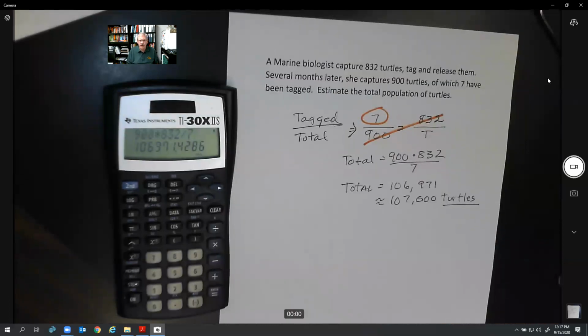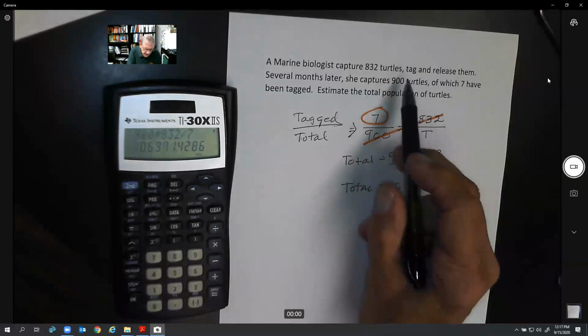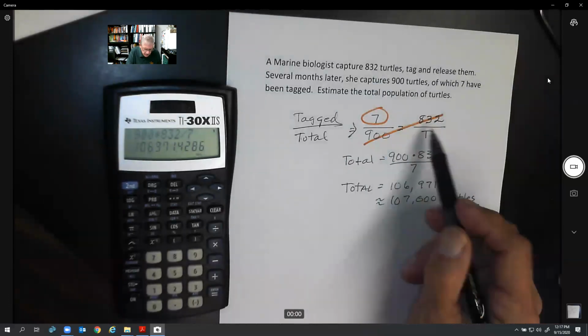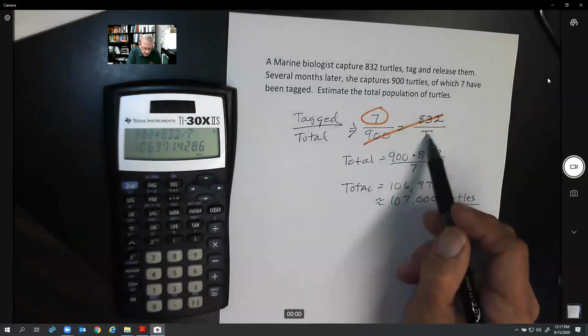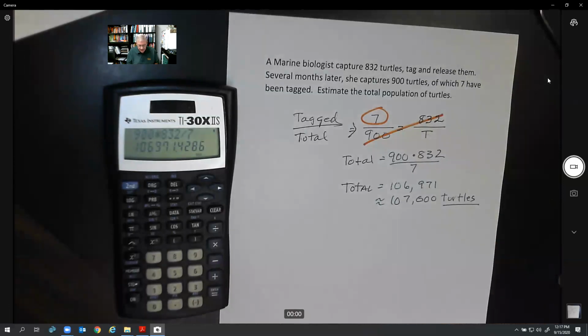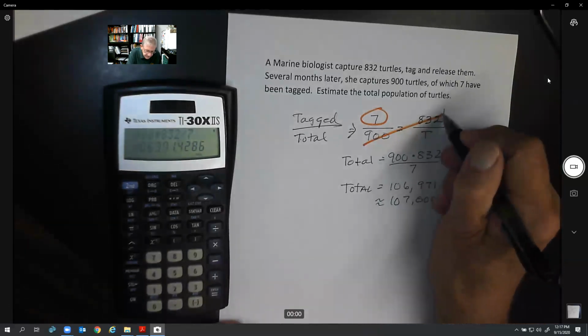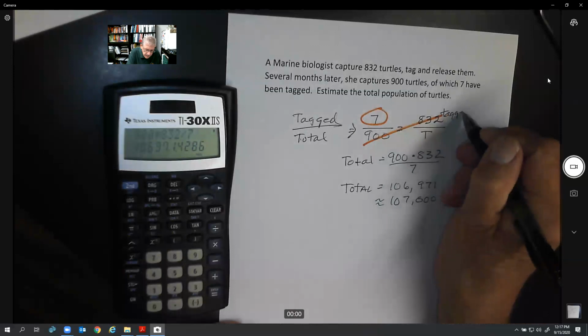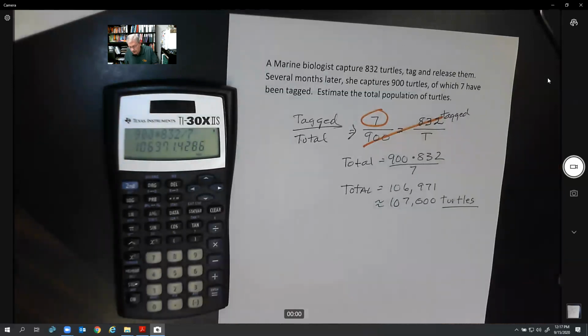Okay, so kind of a tricky little problem because it looks like at first the 832 should go with the total here, but it's not. They're tagged. So you have to be careful.